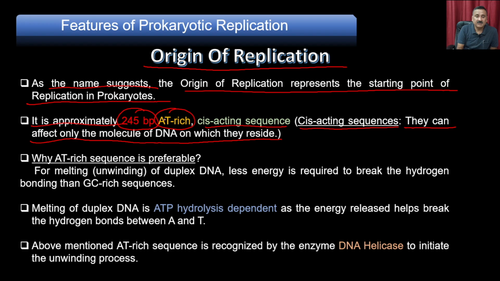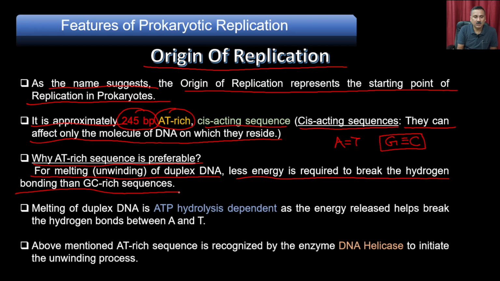Now, the second question is why it is AT rich. An AT-rich sequence is preferred because AT-rich is easy to melt. You know that A makes 2 hydrogen bonds with T, whereas G makes 3 with C. So, if you have G in GC regions, you are supposed to break the 3 hydrogen bonds, and it is difficult to break 3 hydrogen bonds compared to 2. So, for melting or unwinding of duplex DNA, less energy is required to break the hydrogen bonding in AT than in GC sequences. Melting of duplex DNA is ATP hydrolysis dependent, as the energy released helps break the hydrogen bonding between A and T.